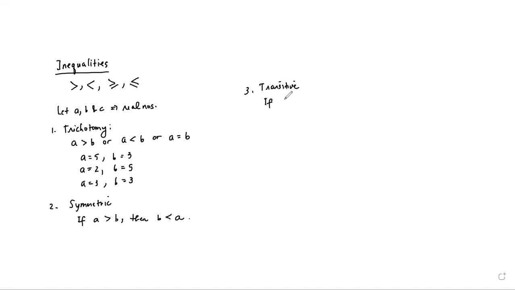And this states that if A is greater than B and B is greater than C, then definitely A is greater than C. Alternatively, if A is less than B and B is less than C, then A is definitely less than C.